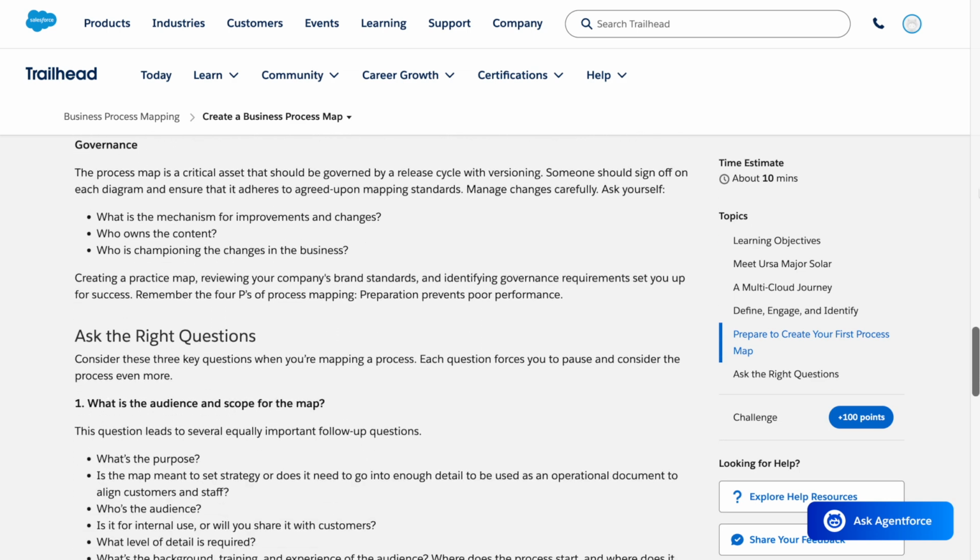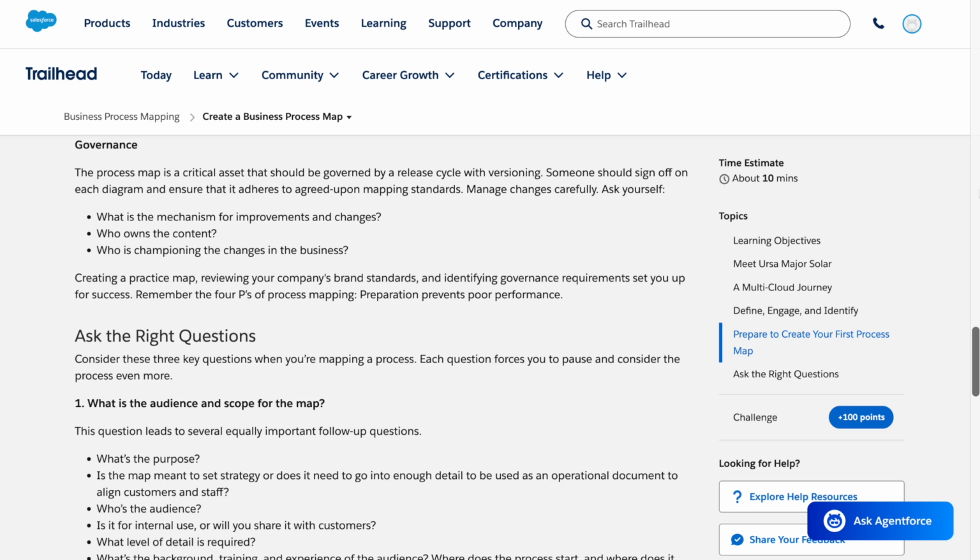Governance. The process map is a critical asset that should be governed by a release cycle with versioning. Someone should sign off on each diagram and ensure that it adheres to agreed-upon mapping standards. Manage changes carefully. Ask yourself, what is the mechanism for improvements in changes? Who owns the content? Who is championing the changes in the business?